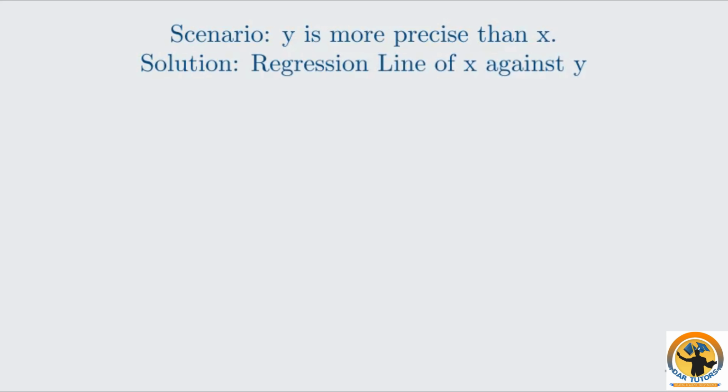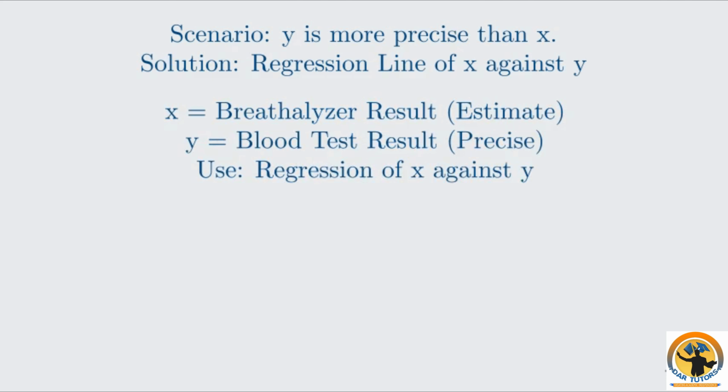What if the y values are more precisely measured than the x values? In such cases, it's more appropriate to use the regression line of x against y. Let's look at an example. Imagine a breath testing station. Police use a breathalyzer to estimate a driver's blood alcohol concentration, or BAC. The breathalyzer result, let's call it x, is just an estimate. If the breathalyzer result is high enough, the driver is required to take a blood test. The result of the blood test, let's call it y, is a much more precise and reliable measure of their actual BAC. Here, y is the more precise variable.